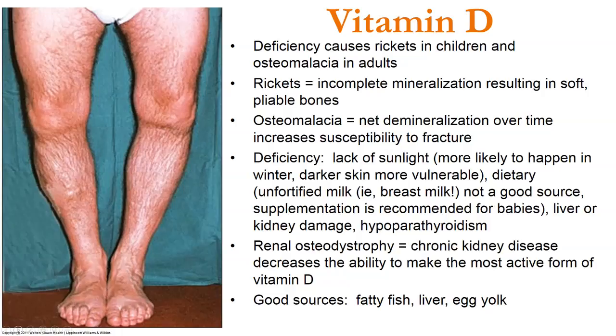A deficiency of vitamin D causes rickets in children and osteomalacia in adults. Basically, those two things are the same condition. It's just that if you have a growing child, because the bones are still growing, it can present a little bit differently, but they're essentially the same thing. With rickets, you get incomplete mineralization resulting in soft, pliable bones. With osteomalacia, you get net demineralization over time, okay?